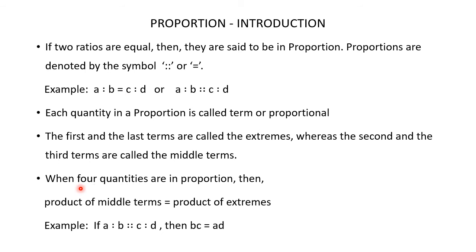When four quantities are in proportion, then product of the middle terms is equal to product of the extremes. For example, if A is to B is proportional to C is to D, then BC is equal to AD. This is a very important formula and is used while solving many problems in ratio and proportion.